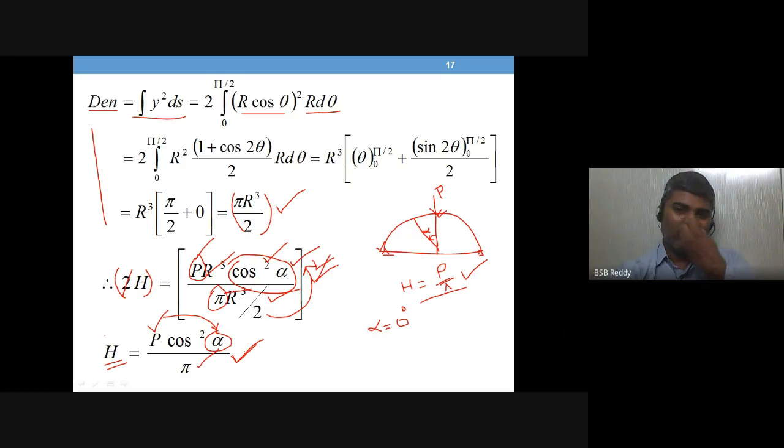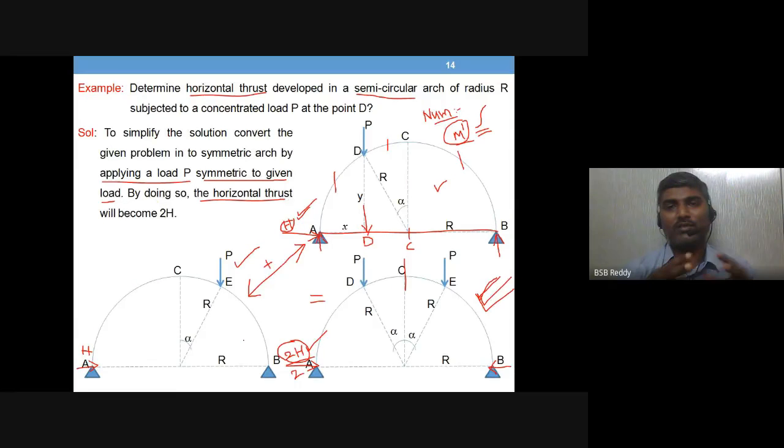Okay, right. So if the load is at some angle, say 30 degrees, what could be the value? If the load is at 45 degrees, 60 degrees, for all those positions you can easily work out with this single equation. What happens if the load is at the springing point? What is the alpha value? Pi by 2. Alpha value pi by 2. Cos 90 is 0. So h is equal to 0. Okay, got it?